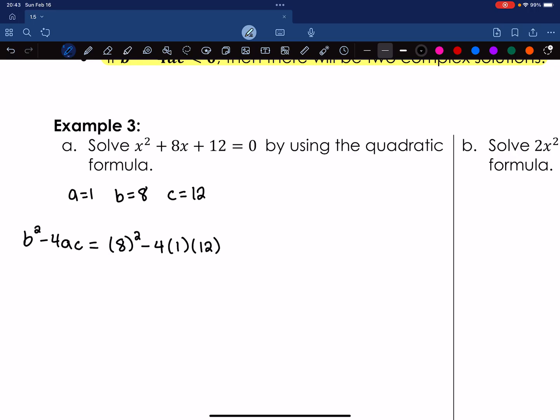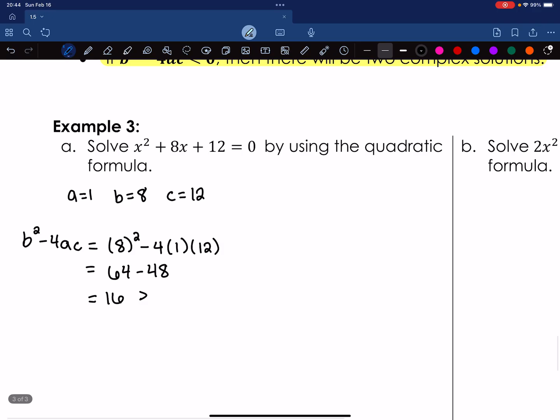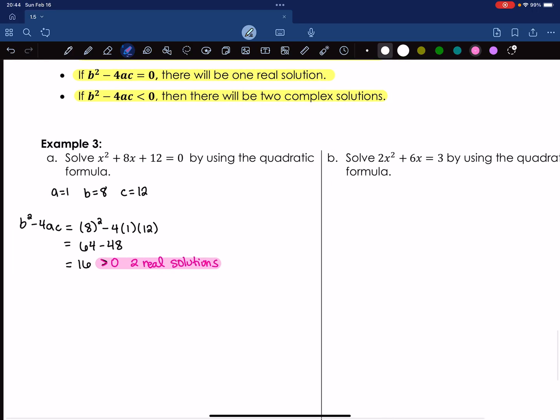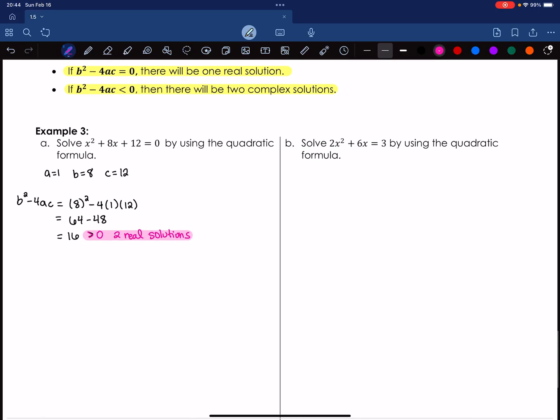Okay, and so that would be, let's see, 64 minus 48. And that would equal 16. Because this number is greater than 0, that means we're going to have two real solutions. Okay, because 16 is greater than 0, we're going to have two real solutions. So now we can go into the quadratic formula.